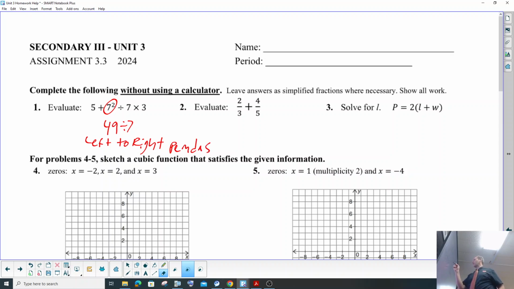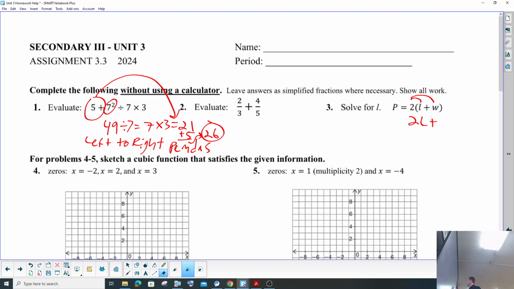Interesting. So 49 divided by 7 is 7. 7 times 3 is 21. And then 5 plus 21 is 26. So we do get 26 is our answer. Get a common denominator for number 2. Let's see, number 3. So probably distribute the 2 through first.